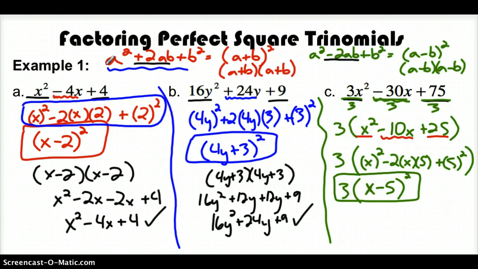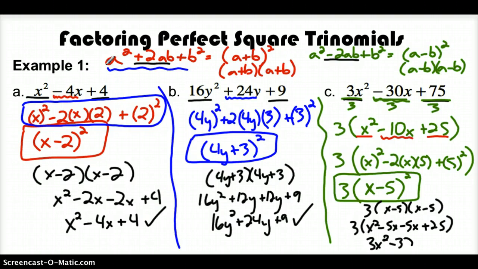3 multiplied by the quantity of x minus 5, squared. Now we can always FOIL this to see if we're actually correct. So 3 times x minus 5 times x minus 5. I'll FOIL this to get x squared minus 5x plus 25. Wait, when I multiply this through, I'll get 3x squared minus 30x plus 75, so I know that my answer is actually correct.